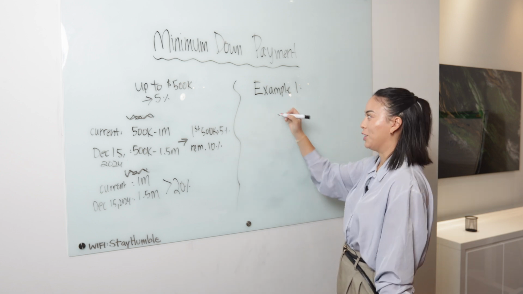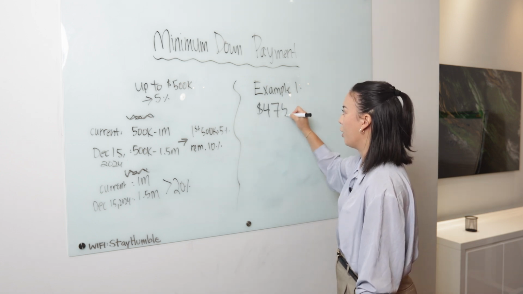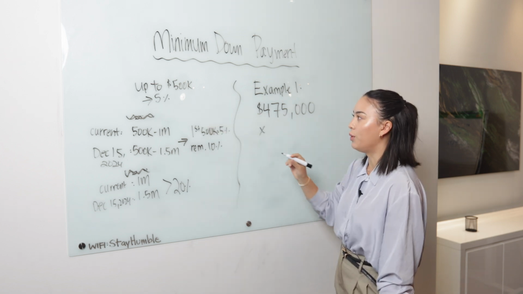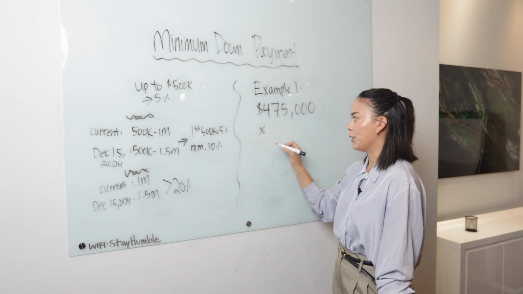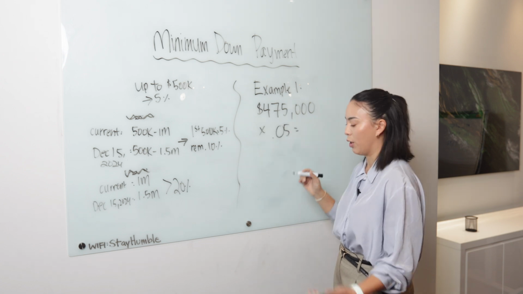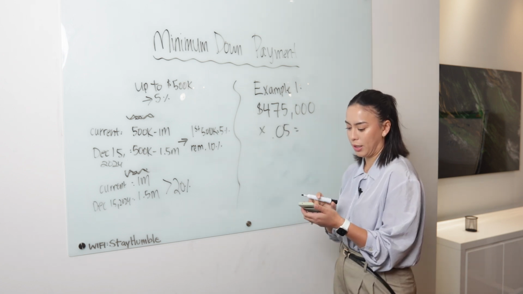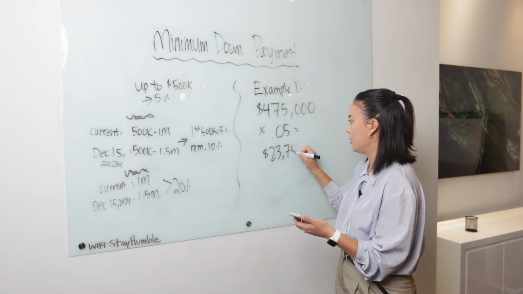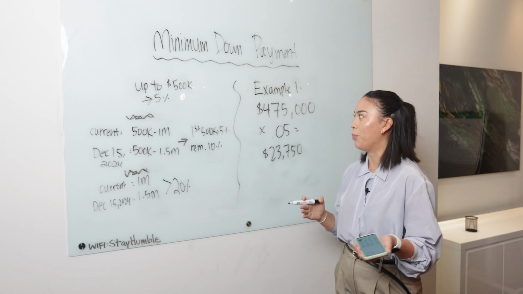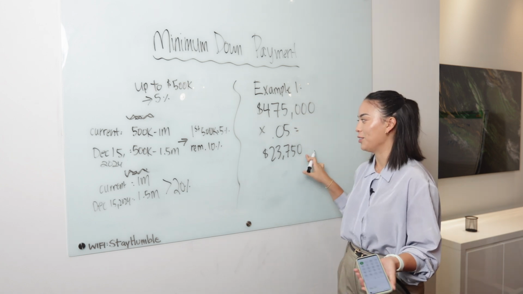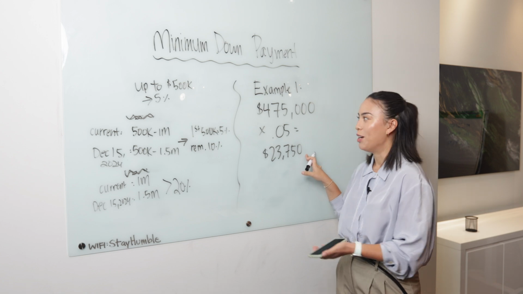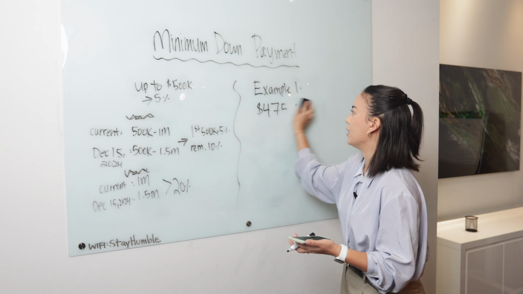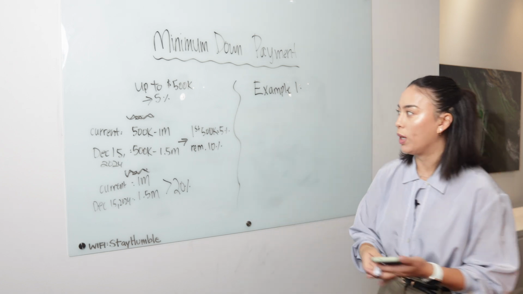So pretty simple calculation. Let's say that we're working with a number of $475,000. We're only working with one tier, so all we have to do is figure out how much that 5% is. Very simple calculation. We just go times 0.05. I'll use my calculator here, and that comes out to $23,750. So your minimum down payment on $475,000 is only $23,750. Pretty easy.